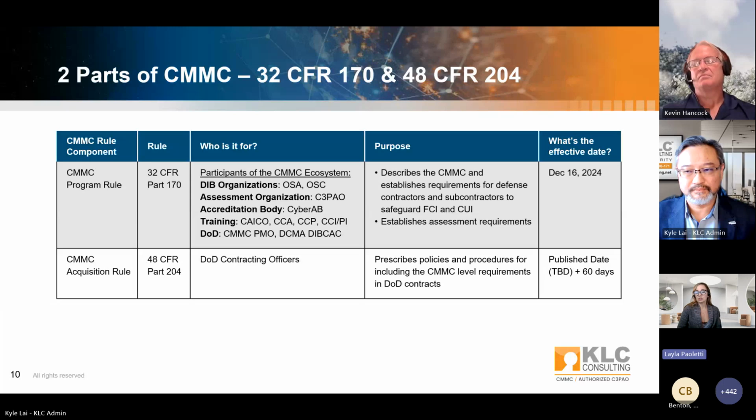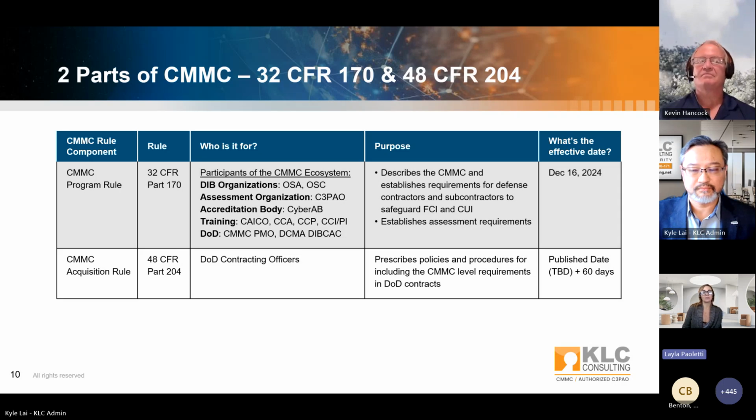Who are the two different categories of the DIB organizations? OSA is, of course, organizations seeking assessment. OSC, organizations seeking certification, aka third-party certification. And it's the accreditation body, the Cyber AB, as well as the KECO, who manage the training for CMMC. And it's also for the DoD. So this is all out. It will be effective starting on December 16th, which is that 60-day mark after it was published on October 16th of this year.